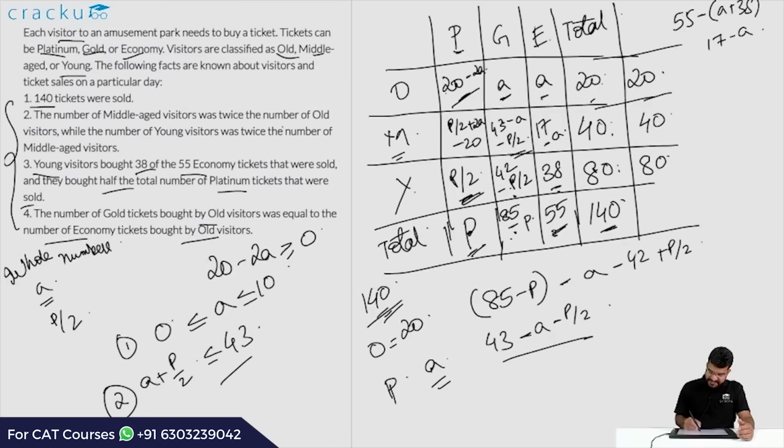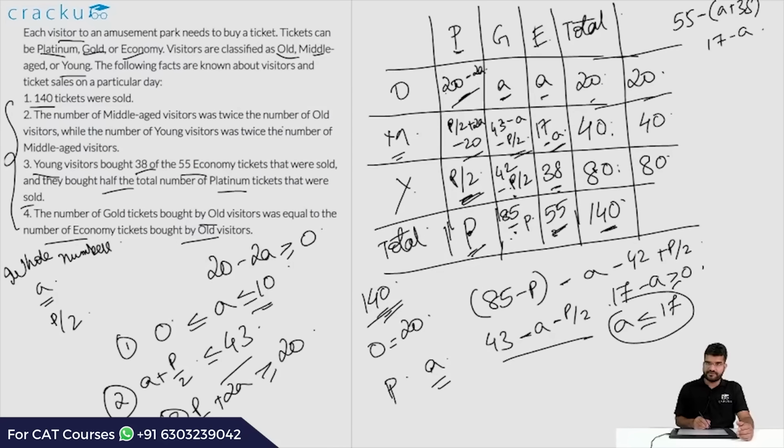Similarly, you can look at the other conditions. For example, P by 2 plus 2A has to be greater than or equal to 20, because then the number of middle-aged people buying platinum tickets has to be greater than or equal to 0. Now these are more or less the conditions that we have. If you look closely, you might be able to find other conditions. For example, 17 minus A has to be greater than or equal to 0. But that is already covered because A has to be less than or equal to 17, and we know that A is definitely less than or equal to 10. So this condition doesn't add any new information or put any new constraint on A. So this is something that we'll have to remember.